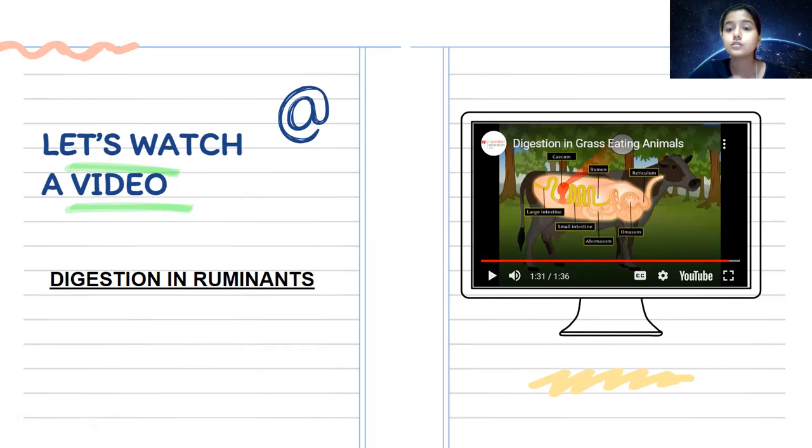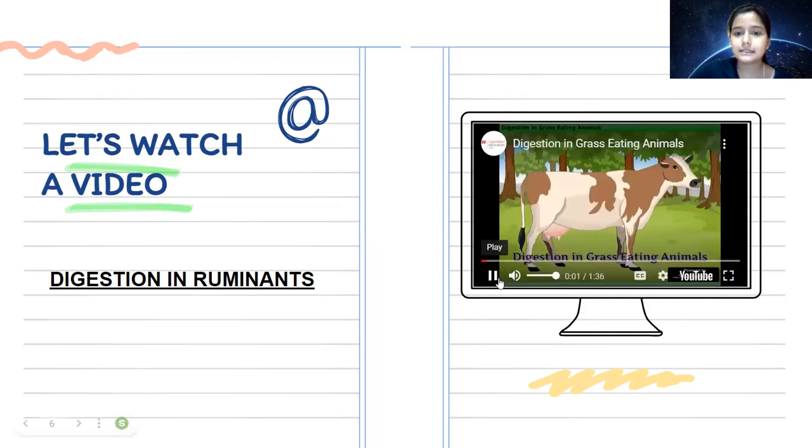So the food is temporarily stored in the rumen, because they have a special structure called the rumen in them. That's why these animals are called ruminants, right? So I want you to tell me, what is the other name for abomasum? You can comment down your answers and let me know.